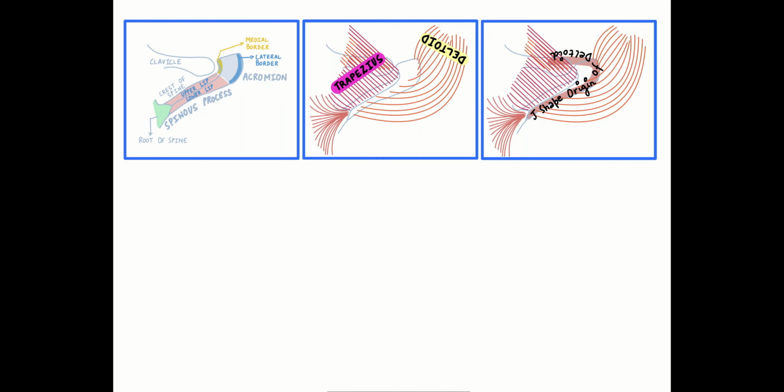Deltoid originates from the lower lip of crest of spine, lateral border of acromion, and anterior border of lateral one-third of clavicle. So origin of delt forms the outer J. It then goes forward to arm to insert on the deltoid tuberosity on humerus.